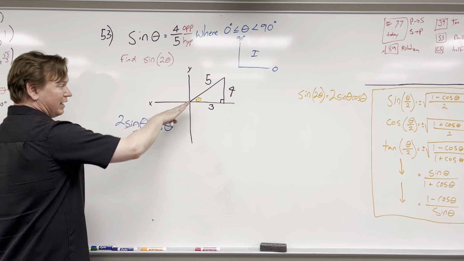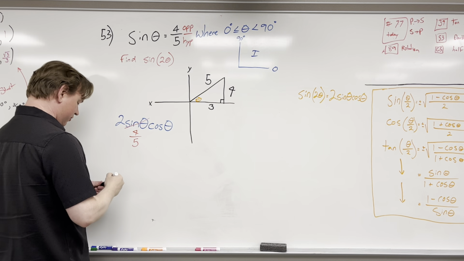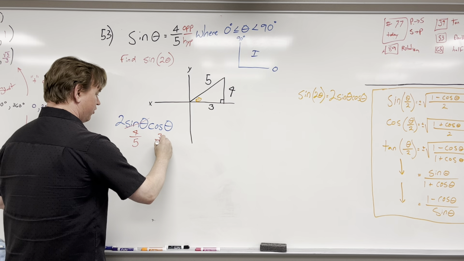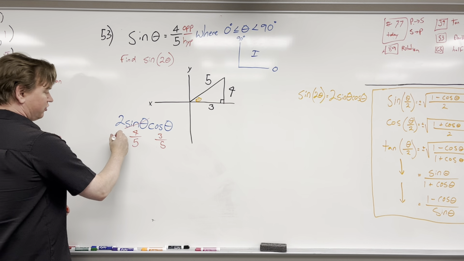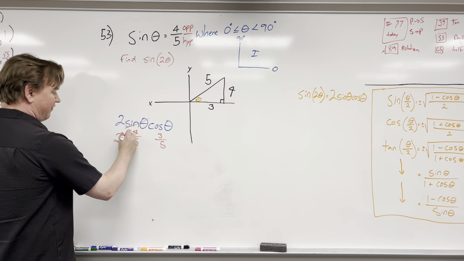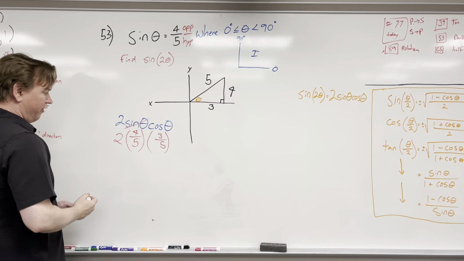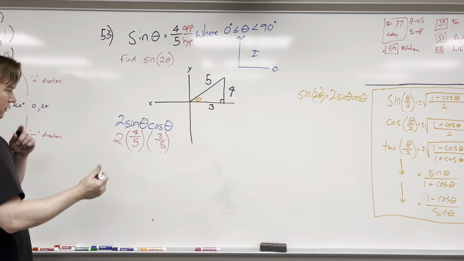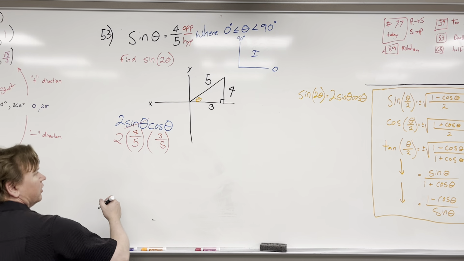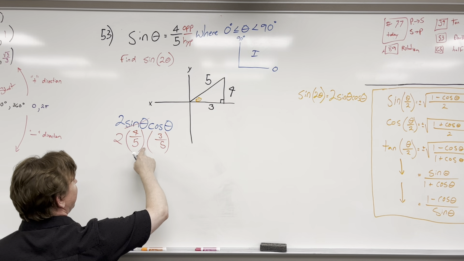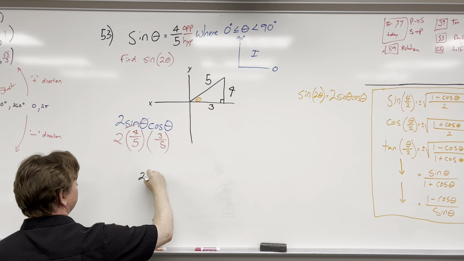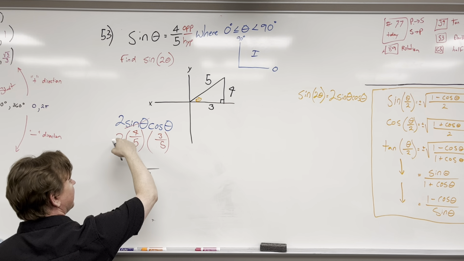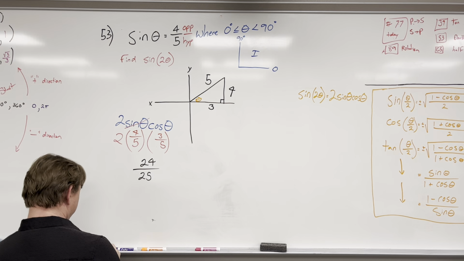So cosine is adjacent over hypotenuse. So we get adjacent over hypotenuse. This is what we have in the 2. So we basically have 2 multiplied by all that stuff, and then we just finish it off. So what is this? We have 5 times 5, 25. And then 4 times 3 is 12. 12 times 2, 24.